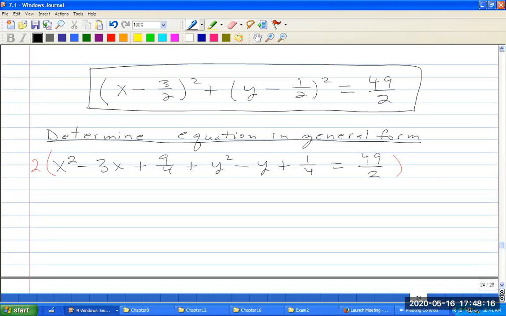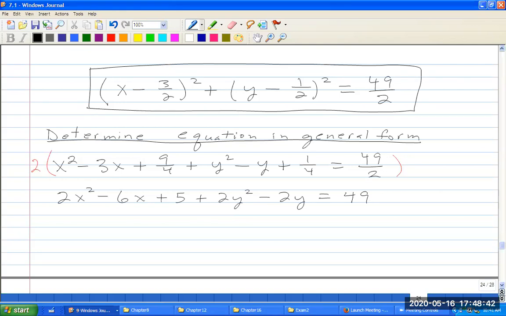So I get 2x squared minus 6x plus 9/4 plus 1/4 is 10/4, which is 5/2, times 2 is 5, plus 2y squared minus 2y equals 49.